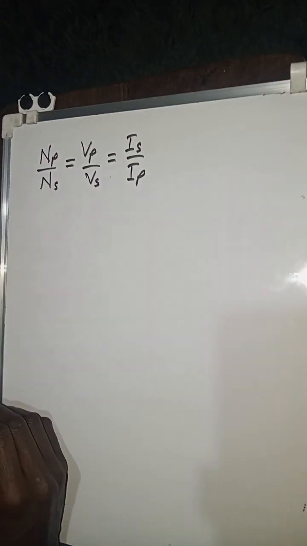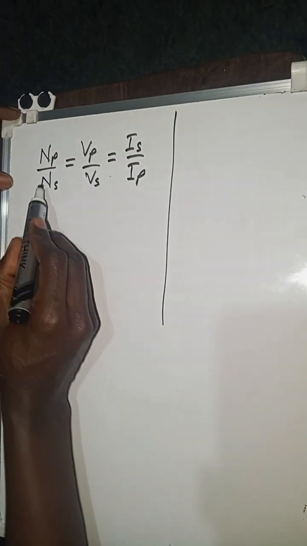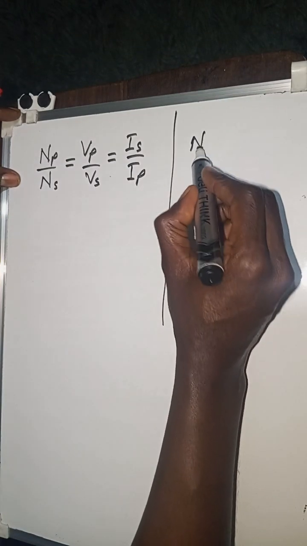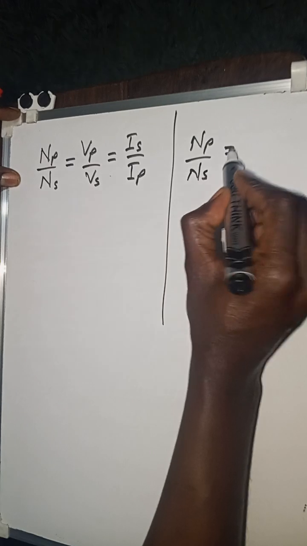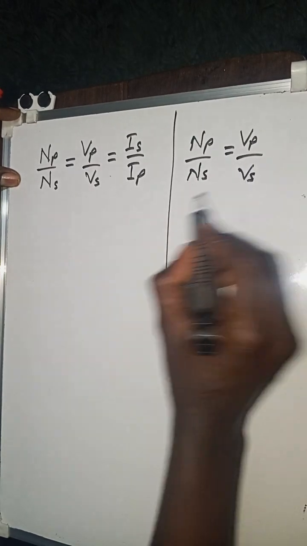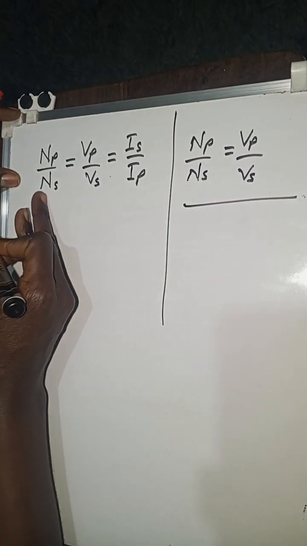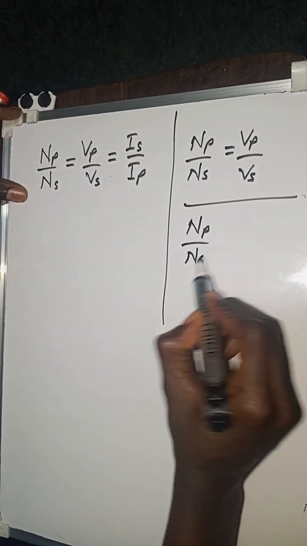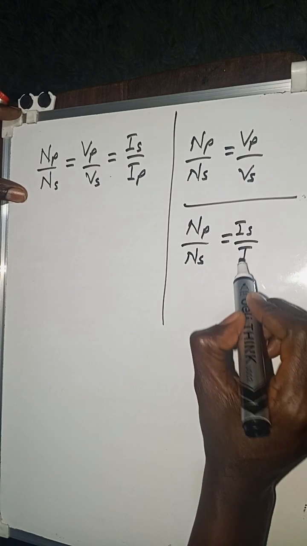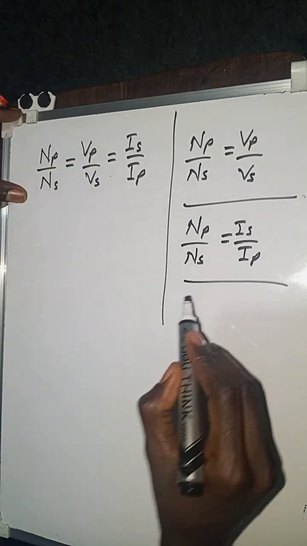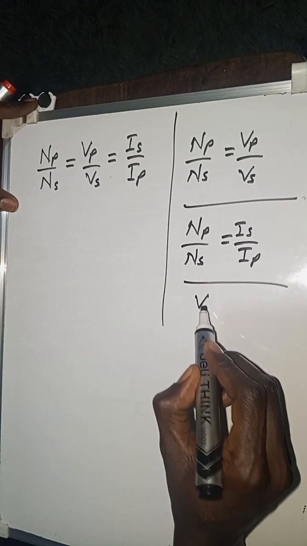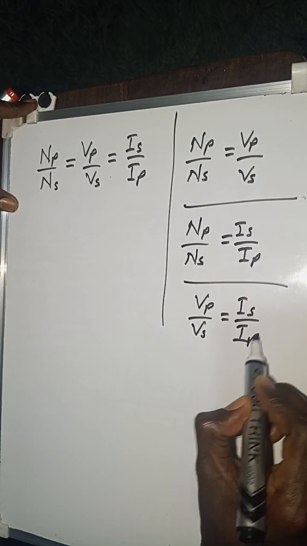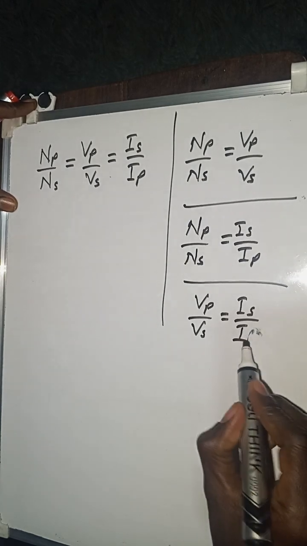You can also use this to do some calculation. For example, you may be comparing N, the number of turns, and the voltage. So meaning it will be NP over NS is equal to VP over VS. Or you can be comparing the number of turns and the current, meaning it will be NP over NS is equal to IS over IP. Or you can be comparing the voltage and the current. It depends on what information you have been given in the question. So basically, this is what we can use.